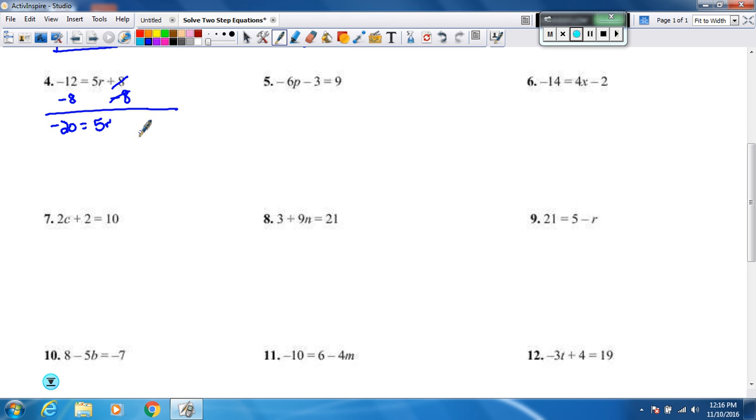That's 5 times r, so the opposite of times is divide. So I'm going to divide both sides by 5. Negative 20 divided by 5 is negative 4. The opposite operations cancel. Okay, the next one. We have to get rid of a negative 3. The opposite of negative 3 is positive 3, so I'm going to add 3 to both sides.